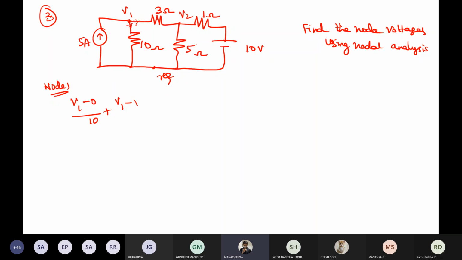V1 minus V2 divided by 3, V2 divided by V1 3, minus 3 divided by 3. These two are current leaving, so this is equal to current entering. Current entering is how much? 5. Okay, this should be your first equation.